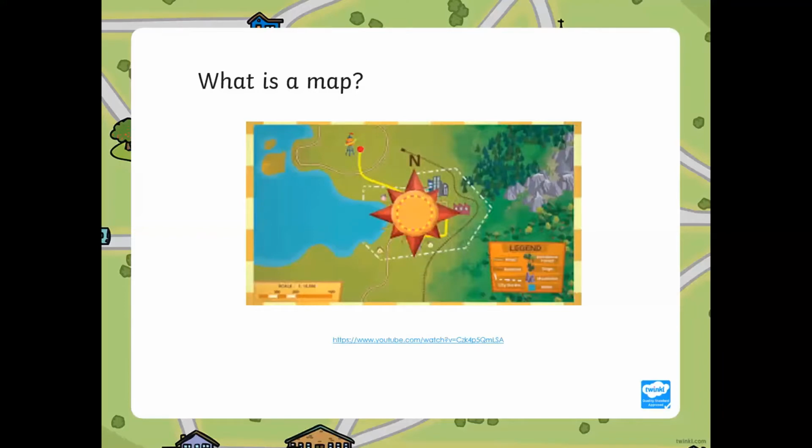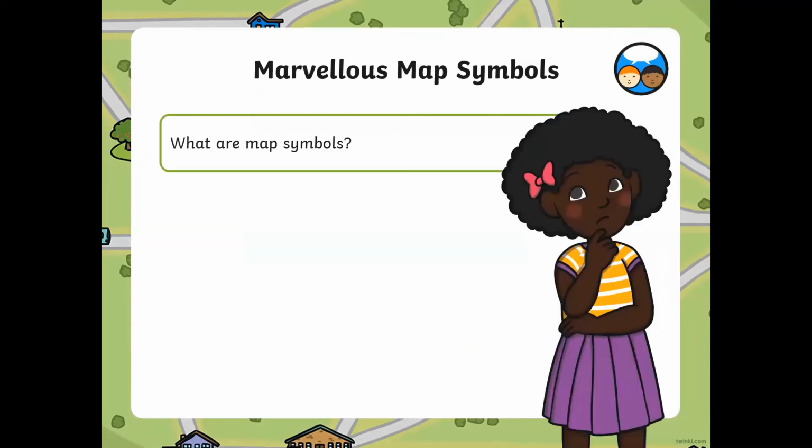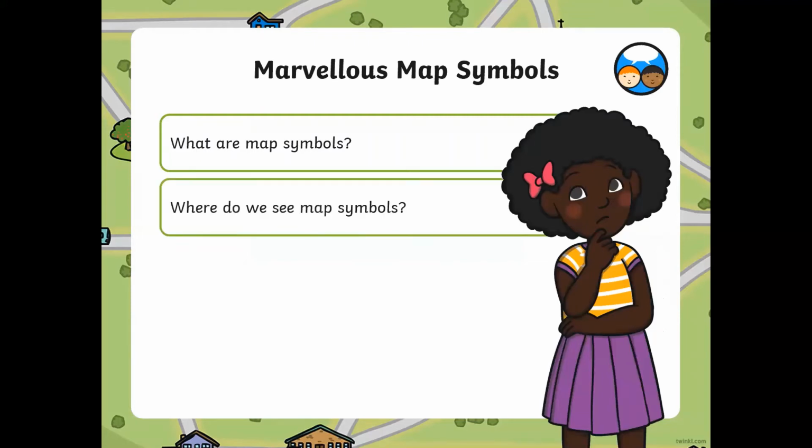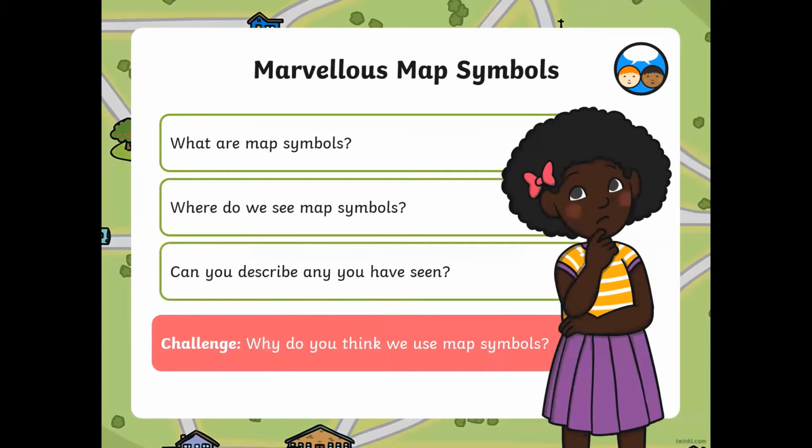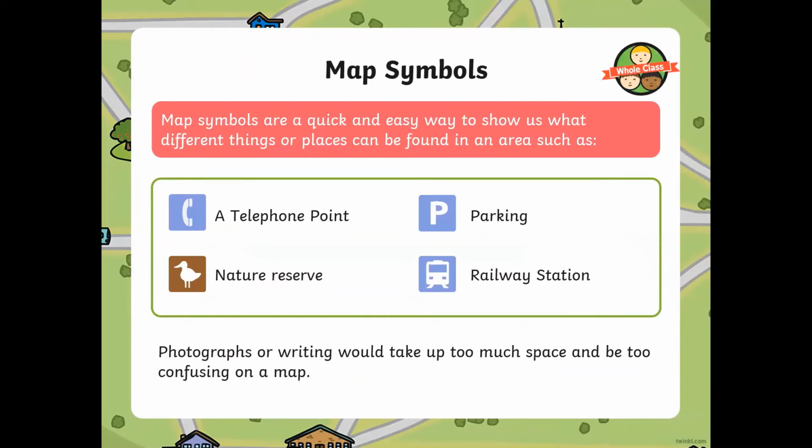Now that we have found out what a map is, let's have a look at some of the symbols that are used on maps. So, what are map symbols? Where do we see map symbols? Can you describe any you have seen? Why do you think we use map symbols? Pause the video and try to answer these questions with someone in your household. Are you able to do that?